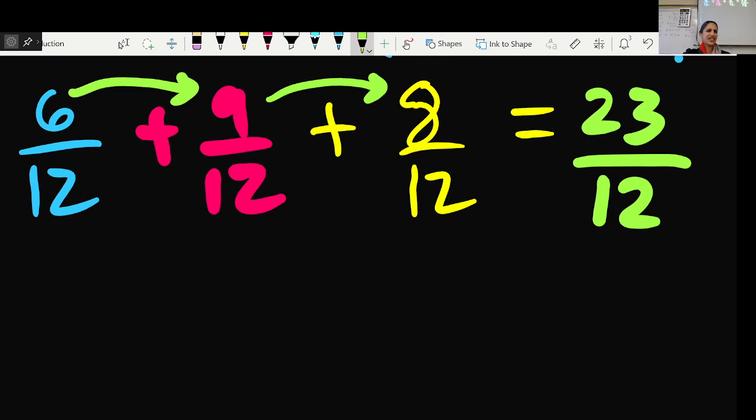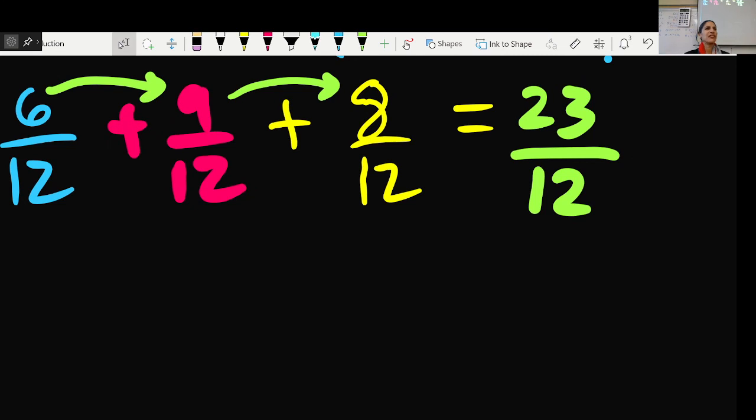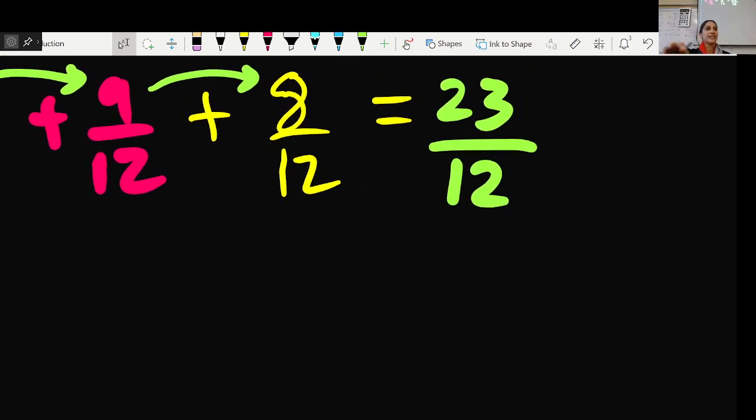Do we like our answer looking like that? What's wrong with it? Good. The numerator is bigger than the denominator. I actually don't know. Did you learn how to deal with this or what to do with this? Okay, what do we do with this?